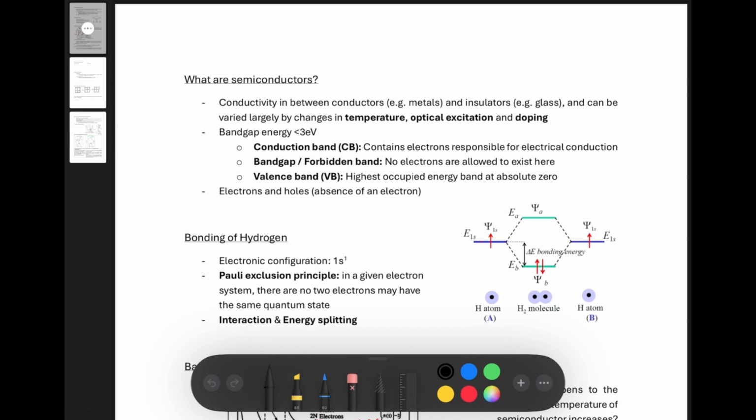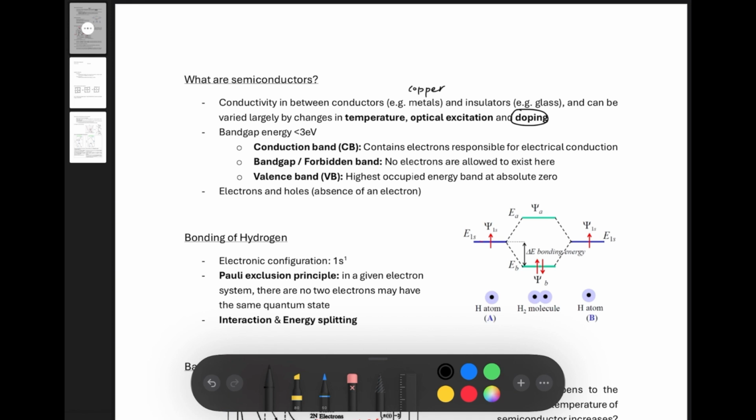So first, what is a semiconductor even? Semiconductors are materials with a conductivity that's between conductors, like for example copper, which is a metal, which has very good conductivity, and insulators like glass or plastic. A unique thing about semiconductors is their conductivity can be varied largely by changes in temperature and optical excitation, and their electrical properties can be changed by a process called doping, which is basically adding impurities inside the semiconductor crystal. We'll look at doping, which is very important and forms the foundation of every single device we have now, in a future video.